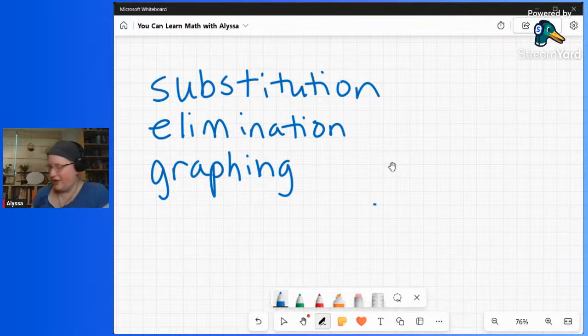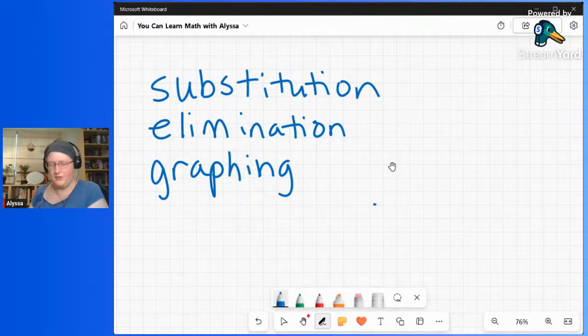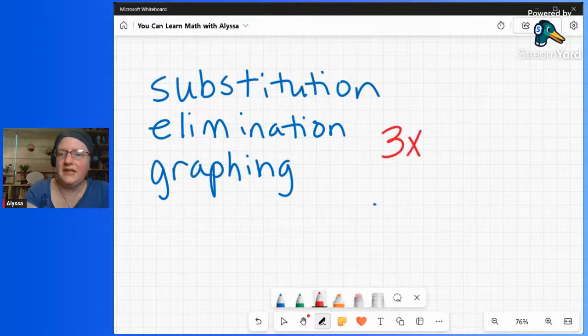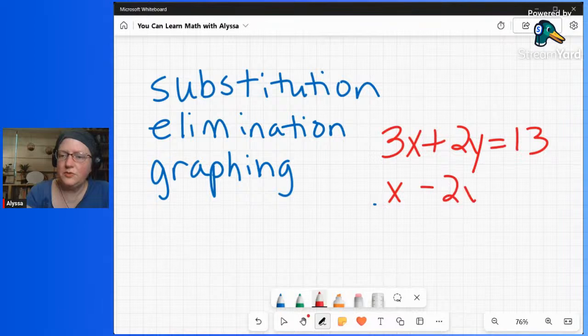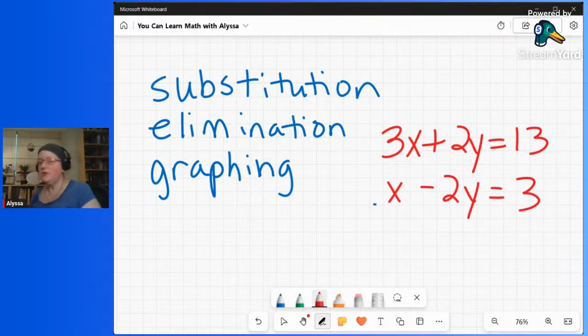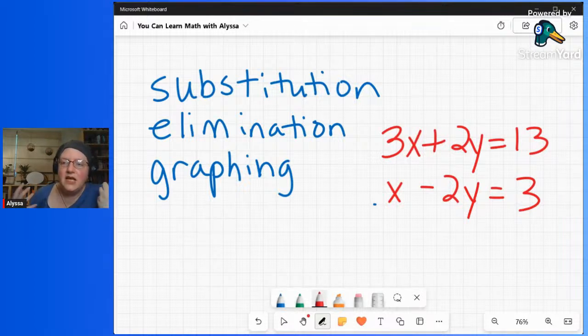Graphing is just where the equations intersect. So for example, let's see, I have a system of equations. Here we go. I have 3x plus 2y equals 13, and x minus 2y equals 3. We absolutely can type those into a graphing calculator, see where those two lines cross, and that's our answer. And we say an answer, it's only one because these are both lines. It's only going to cross once. If they cross, then there'll be that one solution.